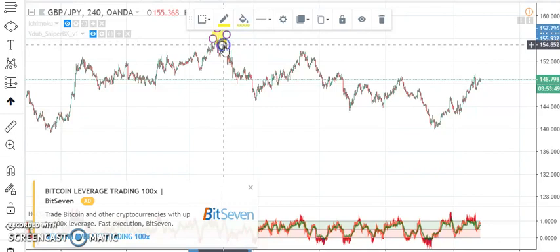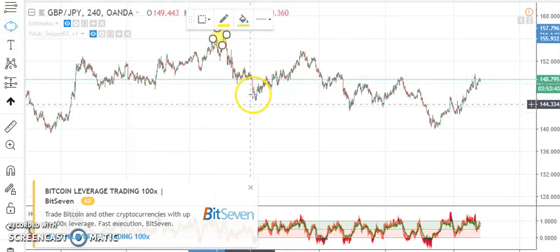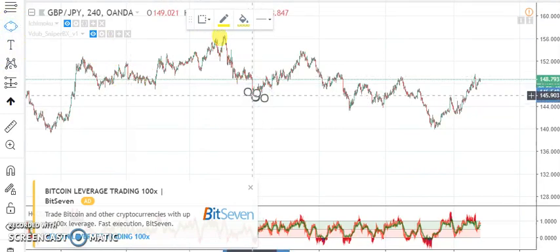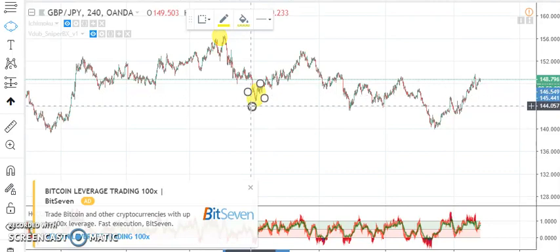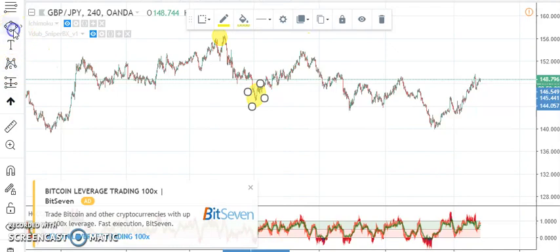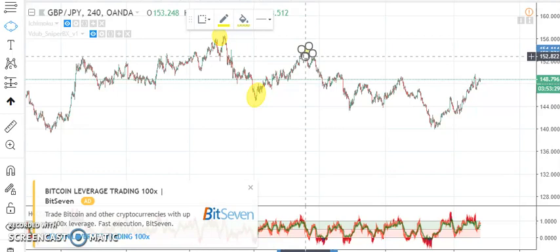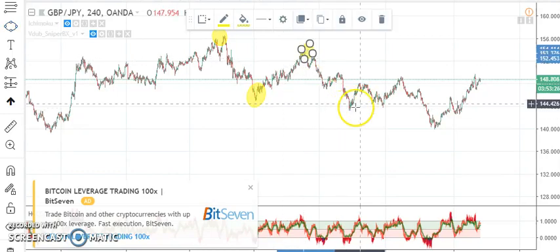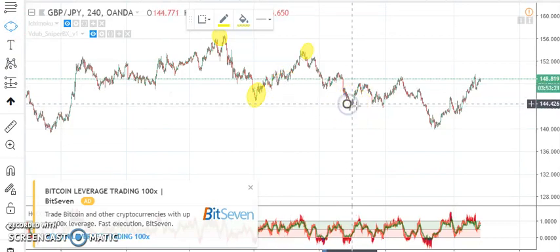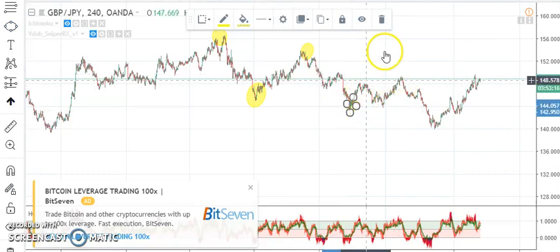You have a high here. You have a low here. You have another high here, which is lower than the previous high. You have a low here, which is lower than the previous low. So forth and so on. You get the picture, right?